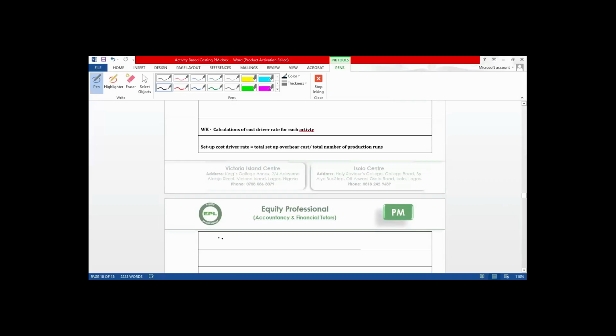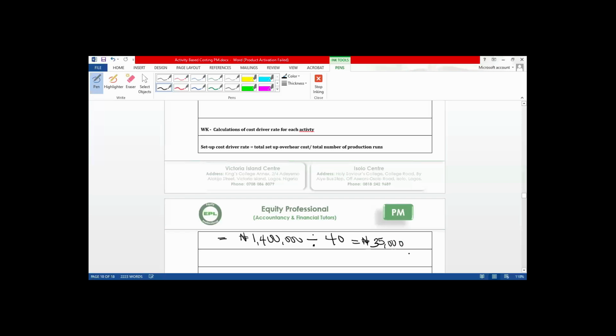You can now calculate setup cost driver rate. The formula is total overhead of setup, 1,400,000, divided by total number of production run, 40. Please divide this. What do we have? 35,000.